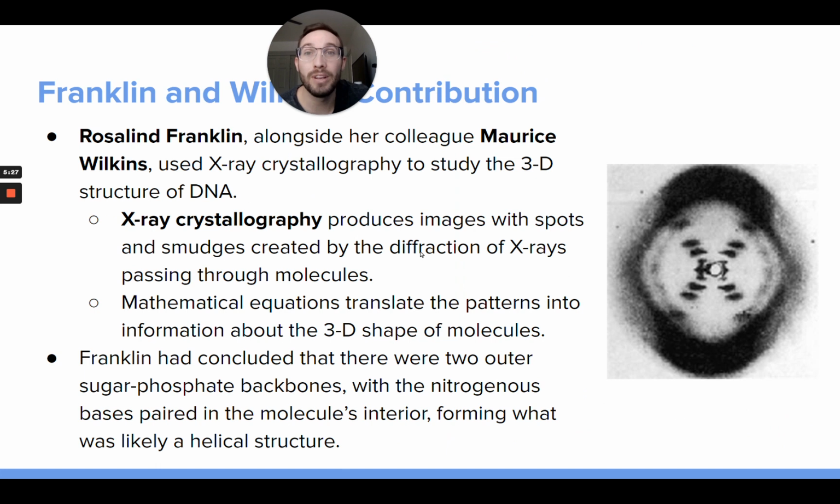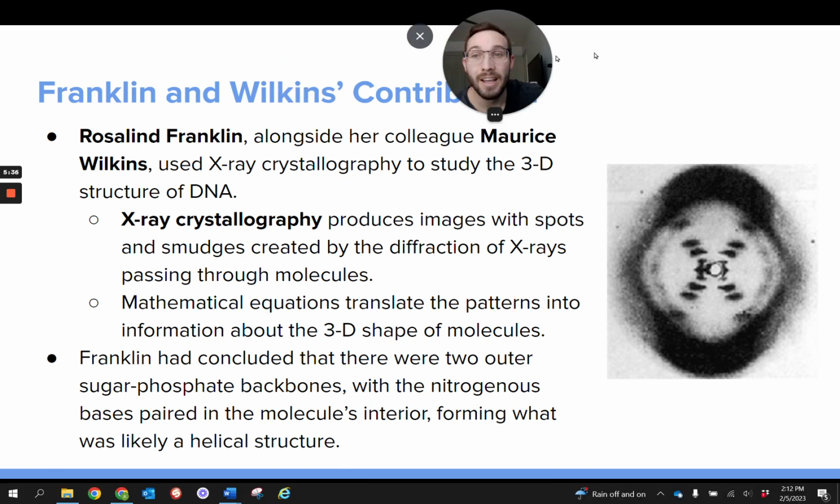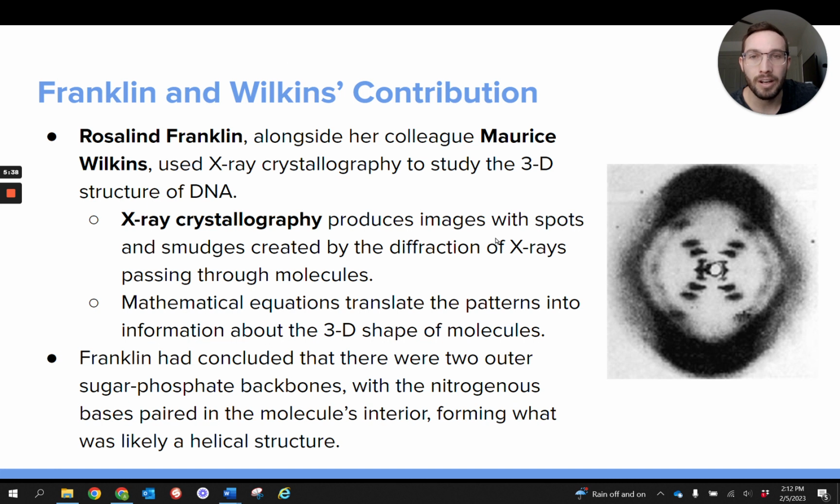So now let's talk about the 3D structure. Again, they knew it was made of nucleotides, but then in the 1950s, they're going to learn a lot about the three-dimensional structure of DNA. We'll go over a couple groups of scientists here. There's Rosalind Franklin and Maurice Wilkins. They're going to be investigating a lot the three-dimensional structure of DNA.